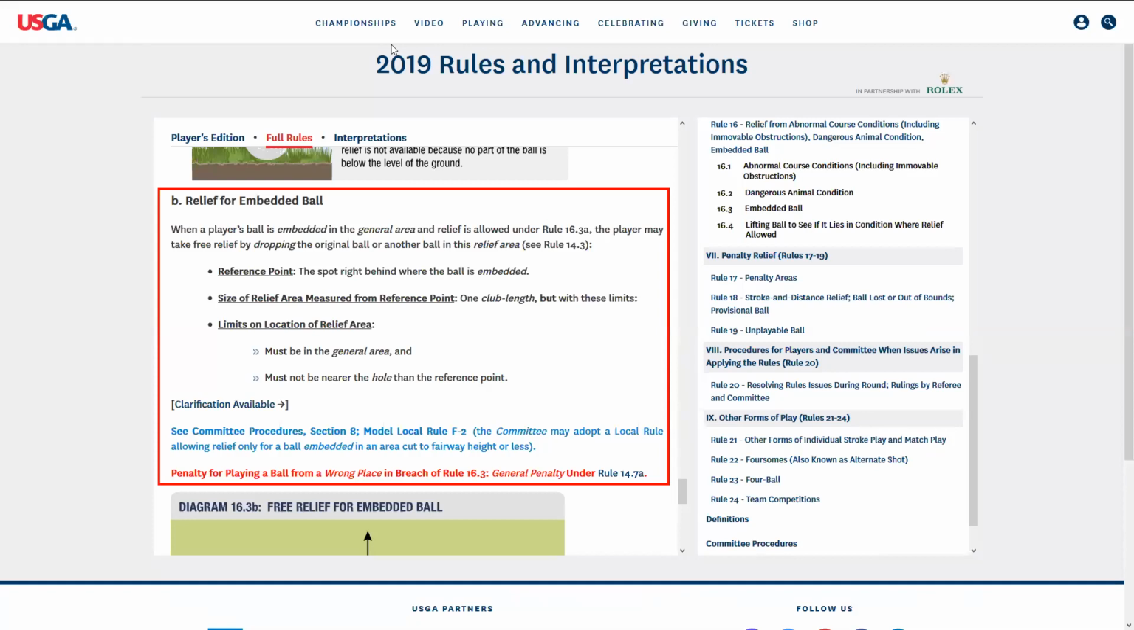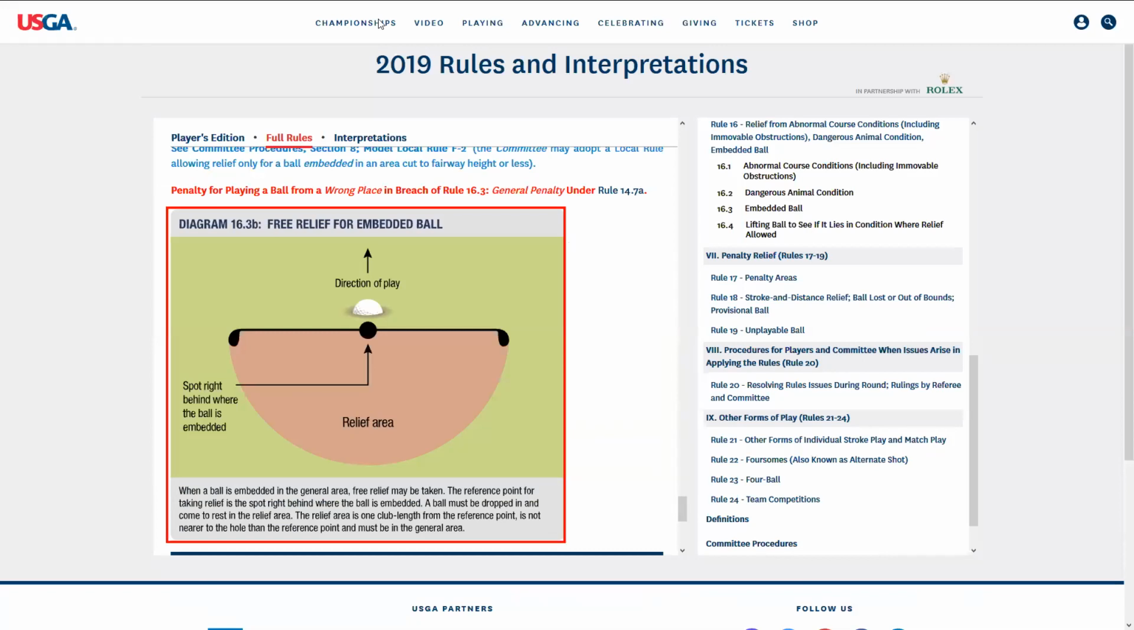16.4, lifting ball to see if it lies in the condition where relief is allowed. This used to be a decision, and you had to hunt for it. I think it was the old 20-1. Now we have it in a rule itself.